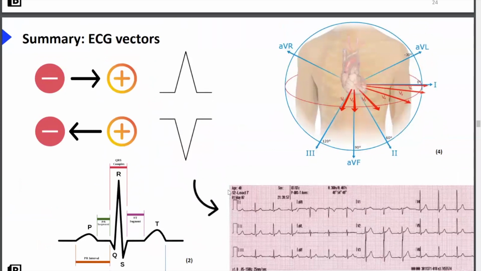ECG vectors done. Okay, summary. The ECG looks at the flow of positive charge, and if it's flowing towards an electrode, you get an upward spike, and if it's flowing away from an electrode, you get a negative spike.